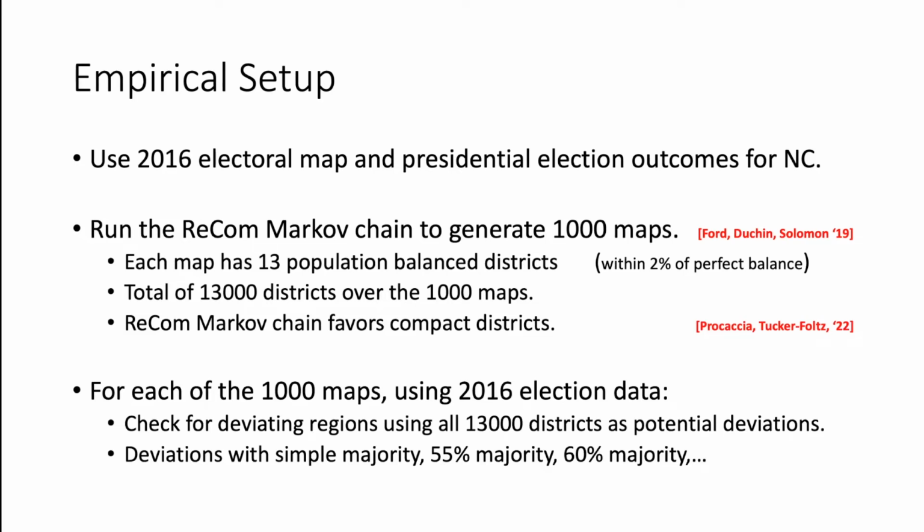For each of these 1,000 maps, we use the 2016 election data of how people actually voted, and then we check for deviating regions using all the 13,000 districts as potential deviations. We take one map, and we take all the 13,000 districts found for these 1,000 maps. We take each of those districts and ask, would it form a deviating district for this one map? In that sense, for each map, we can check if there are deviating regions among these 13,000 districts. We check for deviations with either a simple majority, or whether the deviation needs a 55% majority, or whether the deviation needs a 60% majority.